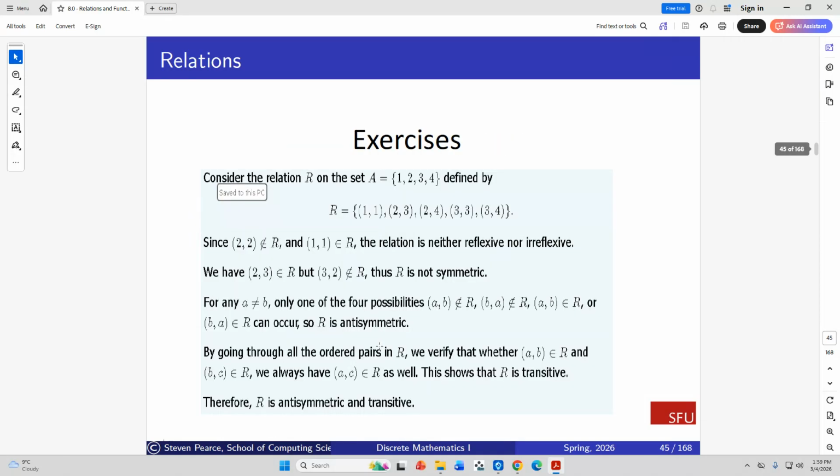And sure enough, it's true because, come on, it's got two nodes that have loops while the node 2 does not. So it is not reflexive, but it is not anti-reflexive. Anti-reflexive would mean it's got no loops at all. We have (2, 3) in R, but (3, 2) is not in R, so it's not symmetric. For any a not equal to b, only one of the possibilities, (a, b) is not in R, (b, a) is not in R, and (a, b) is in R or (b, a) is in R, can occur. So R is anti-symmetric.